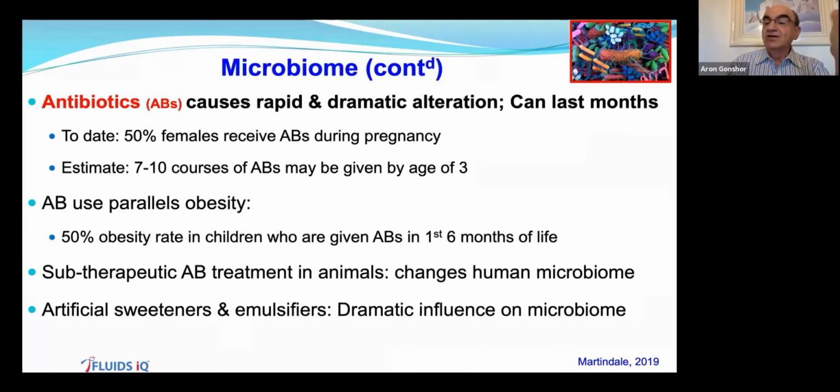So as you may know, to date, 50% of females receive antibiotics during pregnancy. And in fact, we know, this is old news, there's 7 to 10 courses of antibiotics that are given to children by the time they reach the age of 3. Or more, by the way, more than 7 to 10. And we know that antibiotic use parallels obesity. 50% obesity rate in children who are given antibiotics in the first 6 months of life. That's a massive amount. And the subtherapeutic antibiotic treatments in animals, that we're going to go into in a minute, can change the human microbiome.